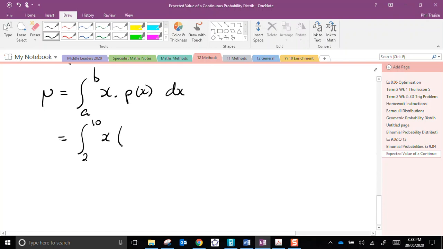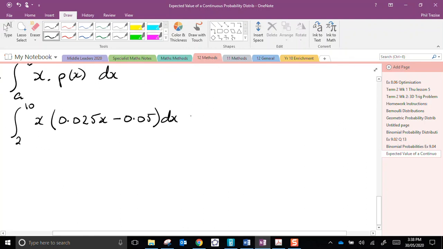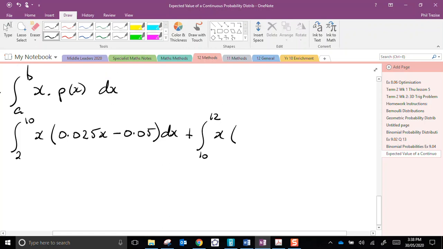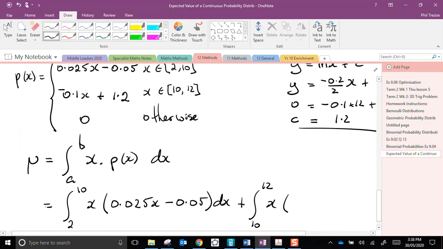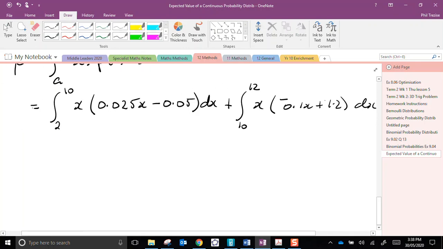And I have x multiplied by, now from memory it was 0.025x minus 0.05 dx. Memory is a bad thing. Yes. Plus the integral from 10 to 12 of x multiplied by, now that one was minus 0.1x plus 1.2 dx.